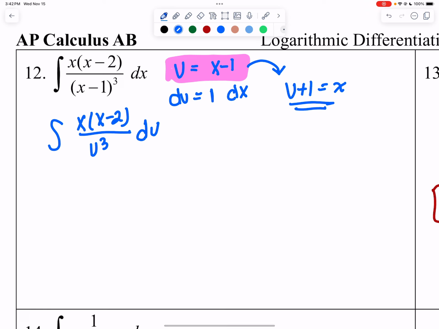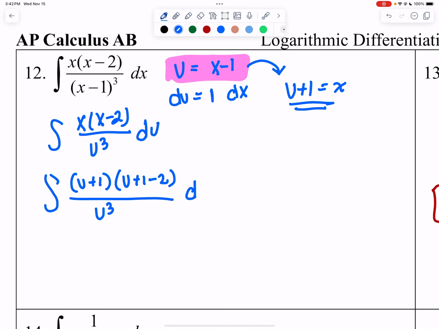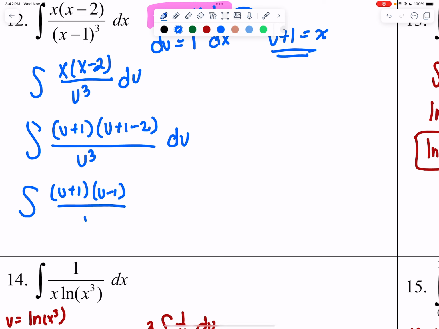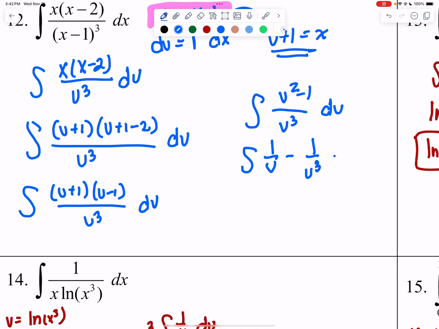And if that's the case, then I could take the integral of u plus 1 times u plus 1 minus 2 over u to the third power du. So then I have u plus 1 and then u minus 1, which will eventually become u squared minus 1 over u to the third power du. I am going to go ahead and use the quotient property of exponents and have 1 over u minus 1 over u to the third du.